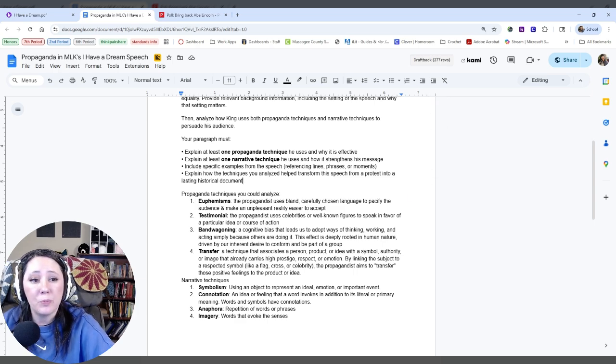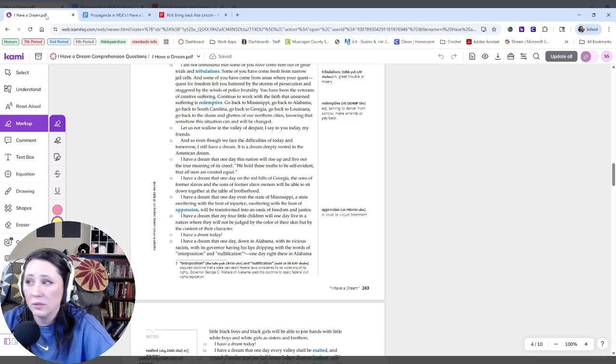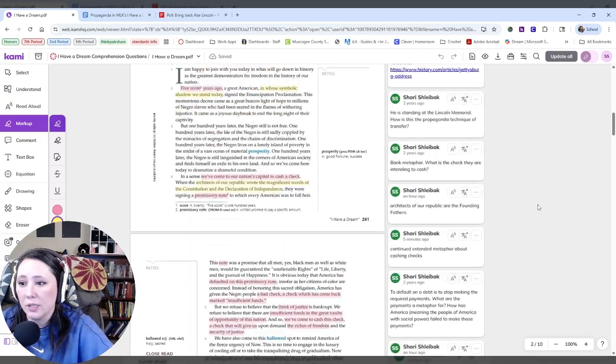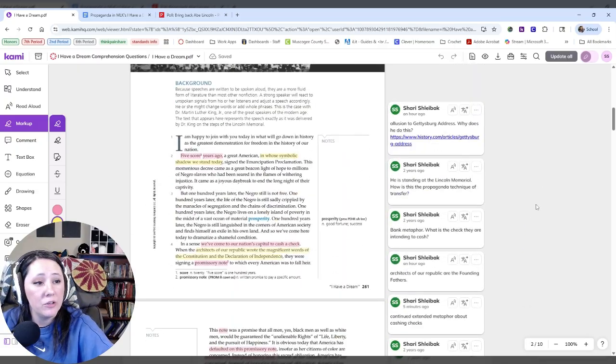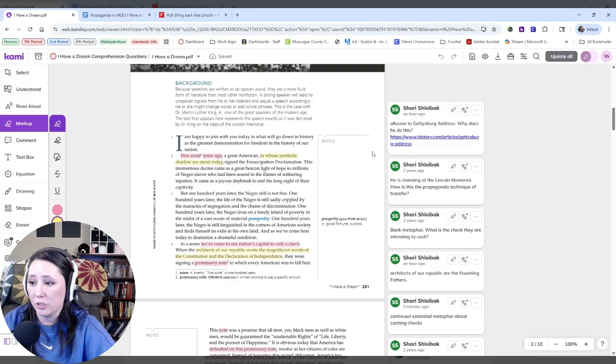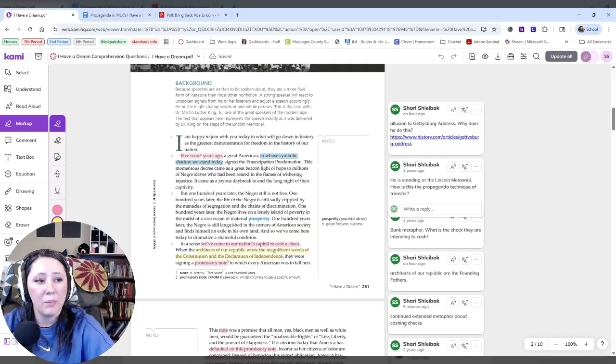Okay. Explain one propaganda technique. So I'm going to look at my document that I've got. Okay. I've made notes here that he had an allusion to the Gettysburg Address, and talks about standing in a symbolic shadow of a great American who signed the Emancipation Proclamation. He's talking about Abraham Lincoln.